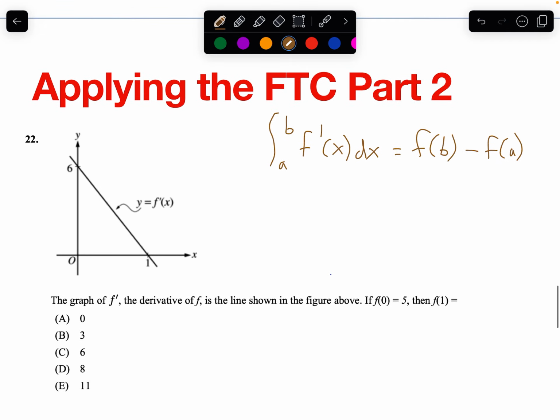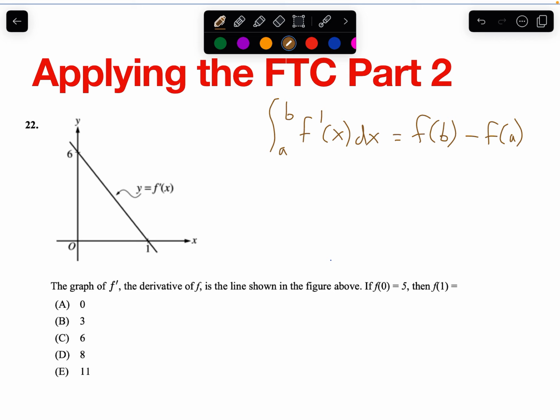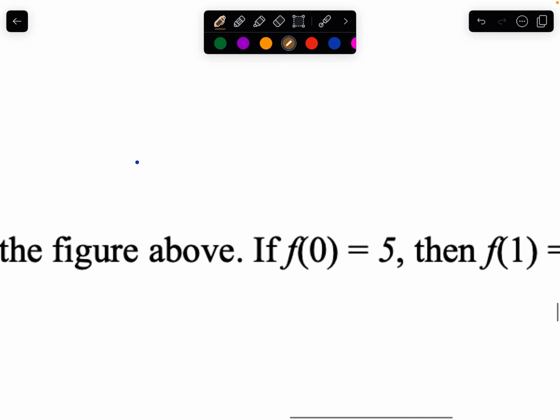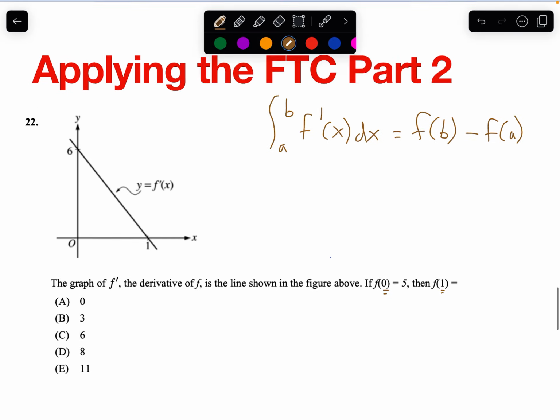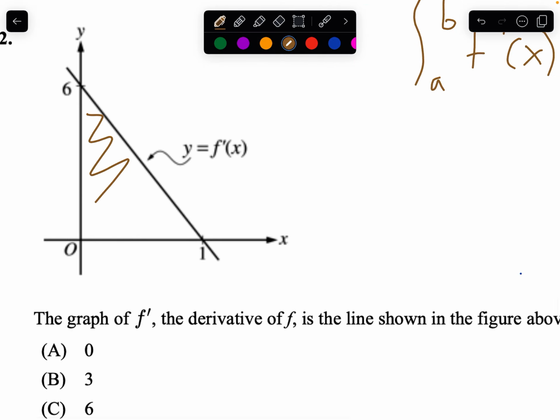So here's such a question where we'll put that into play. We have the graph of f prime. We are told some information about f, and then we need to ultimately figure out the value of f of 1. Notice first that these x values, 0 and 1, are where this area starts and stops. Starts here at x equals 0, stops at x equals 1.